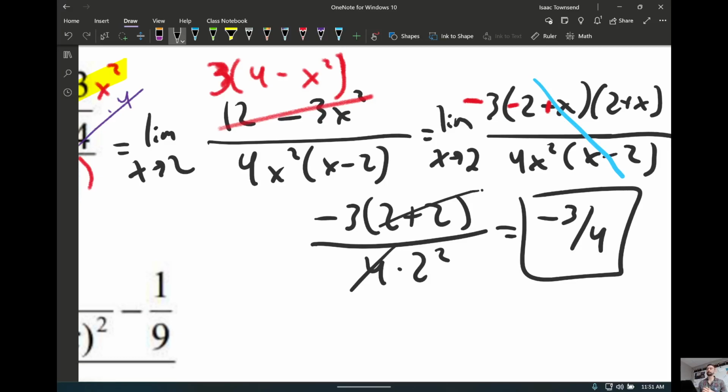How did you get 2 plus 2? Why doesn't the negative go to that 2 plus x? It did. I just plugged in 2 into it though. When I did direct substitution, 2 plus x became 2 plus 2. But how come, when you took that negative 1 out, it only goes to the 2 minus x?